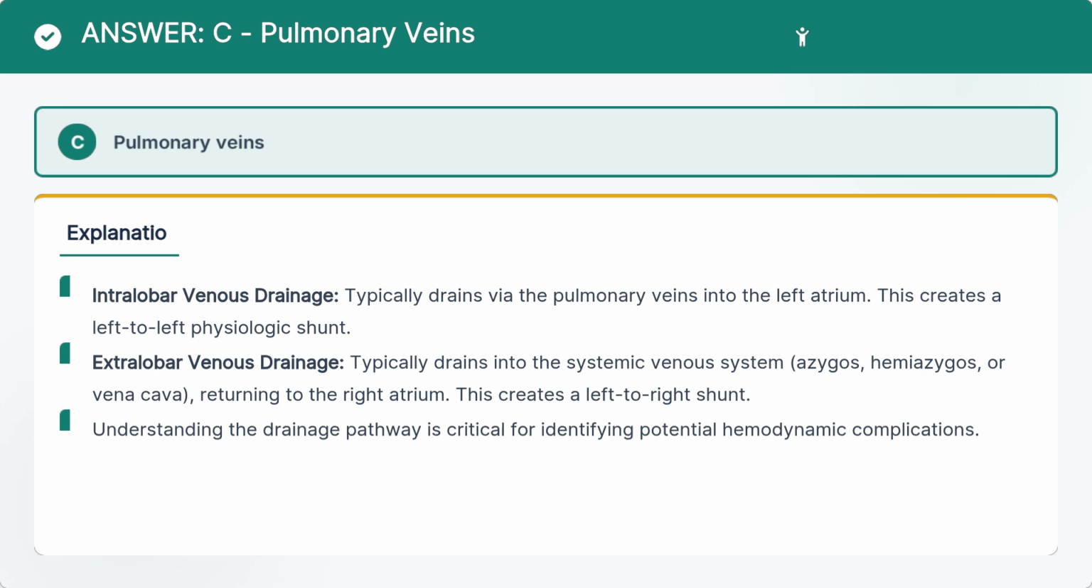This creates a left-to-left physiological shunt. Systemic arterial blood enters the sequestration from the aorta and returns to the left heart via the pulmonary veins, bypassing the pulmonary capillary bed entirely.